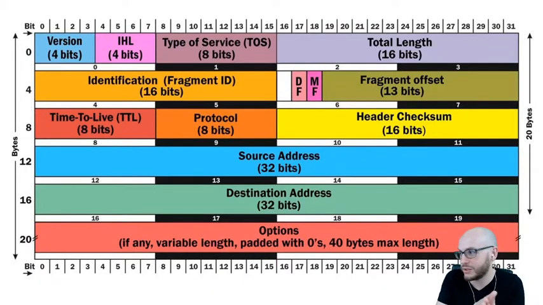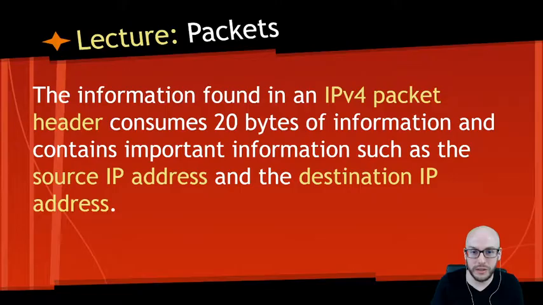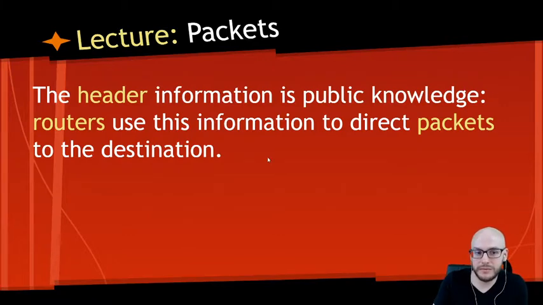We have the source IP address. So whenever this packet hits a router, the router's got to know where it needs to go. It's got to know the destination address. It also has to know the source address. That has to be sent along. So when it actually does reach the destination and maybe packets are missing, we know where to send the request to. So this is public information.